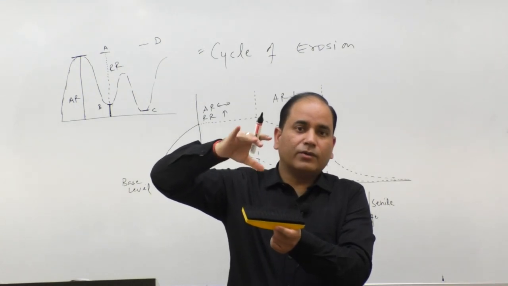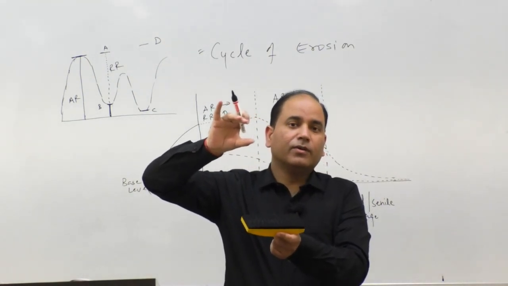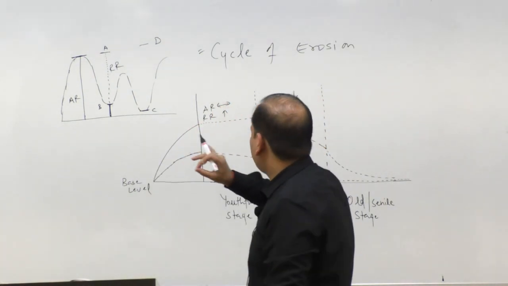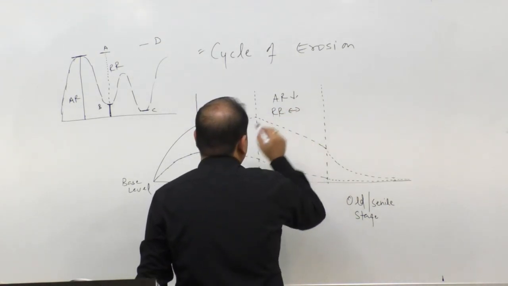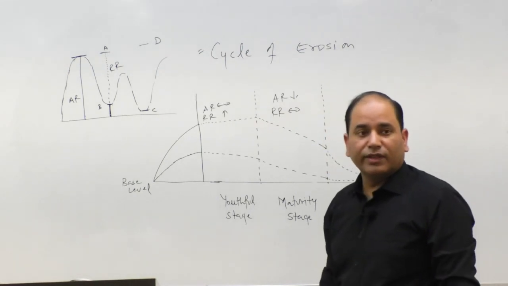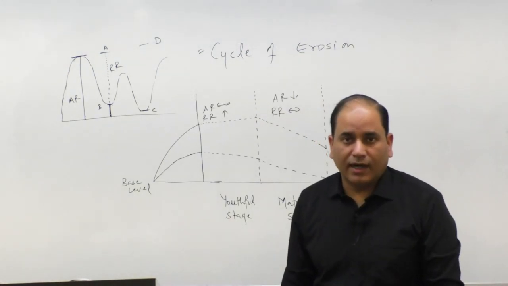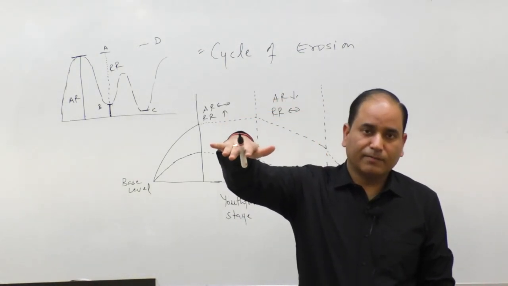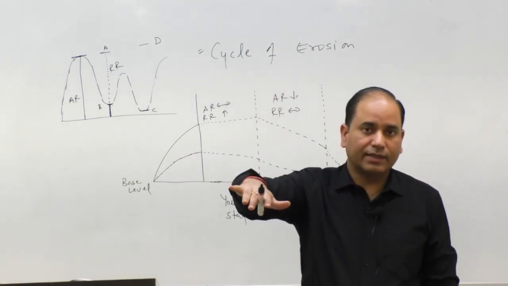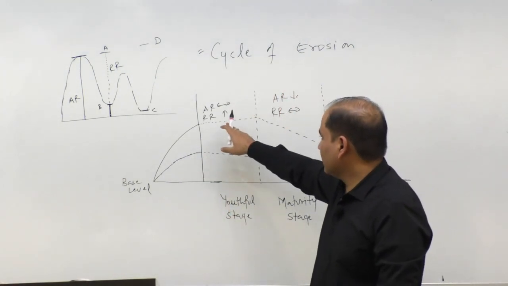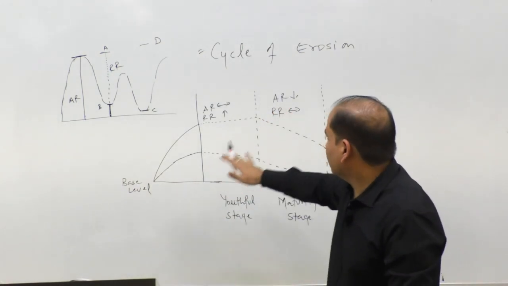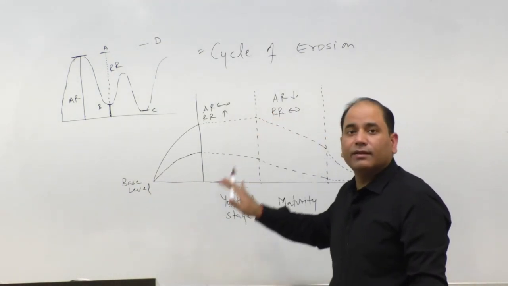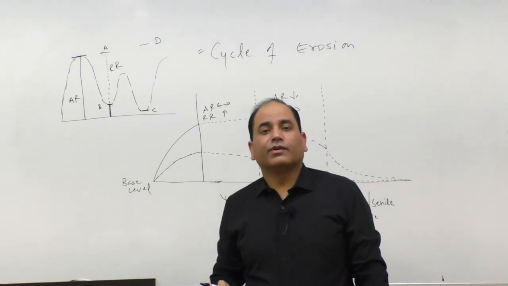So if you look at the relative relief, you will find that relative relief is more or less uniform. So in the first stage, height is more or less the same, relative relief is increasing. In this case, absolute relief has started decreasing, but still relative relief is more or less the same.